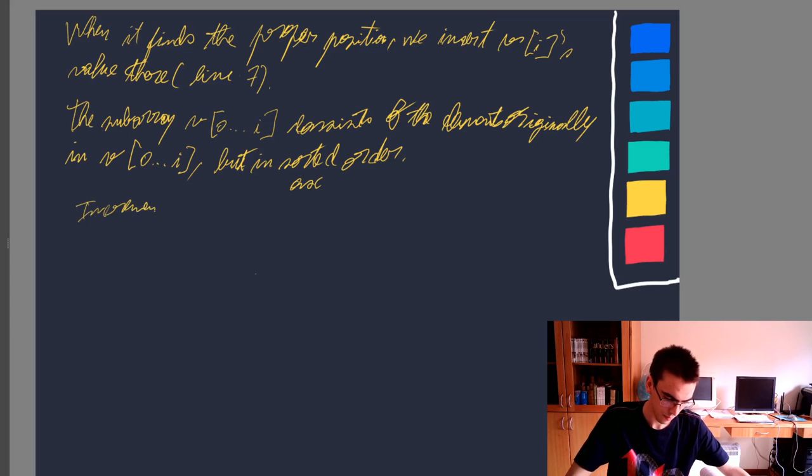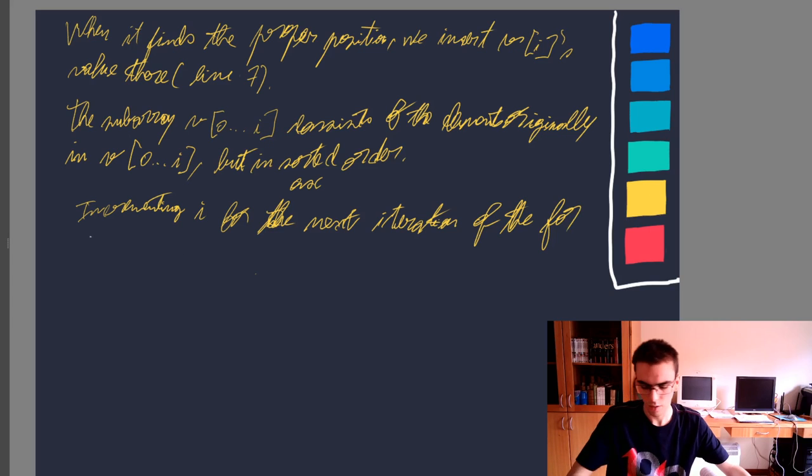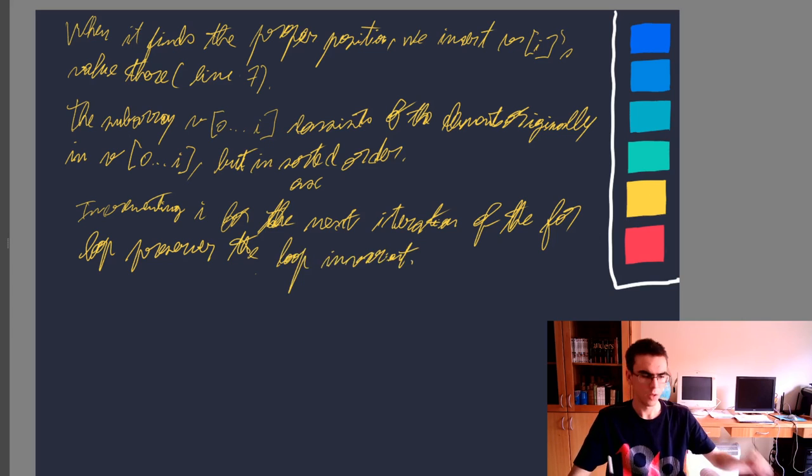Incrementing high for the next iteration of the for loop reserves the loop invariant. Okay, so that's a very simple proof for this.